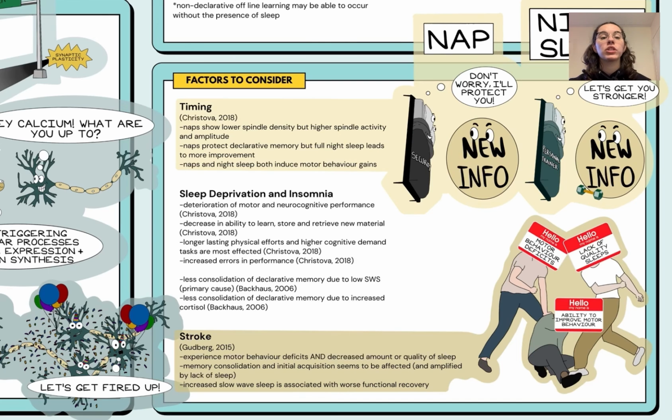There's not much research in relation to sleep stages and motor behavior improvements, but one study showed stroke survivors with higher slow wave activity correlated with poorer functional recovery. This is interesting when considering what I spoke about earlier in regards to the topics of sleep stages and types of learning they contribute to. So more slow wave sleep would be associated with development of declarative memory, but since it is hypothesized that declarative and non-declarative learning compete with one another, this would cause less improvements in motor behavior requiring non-declarative memory.